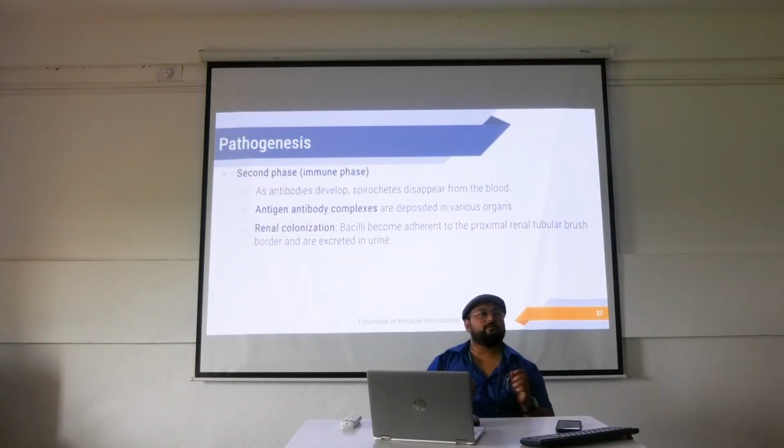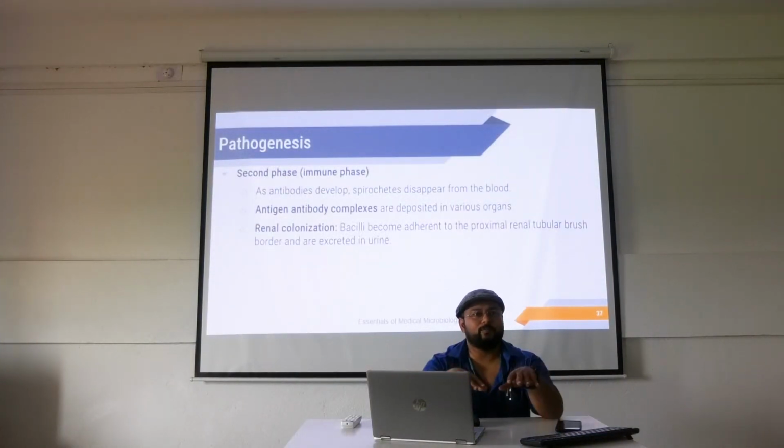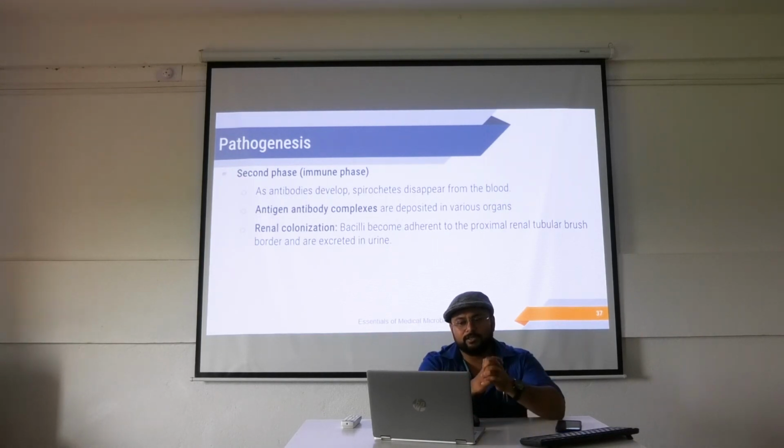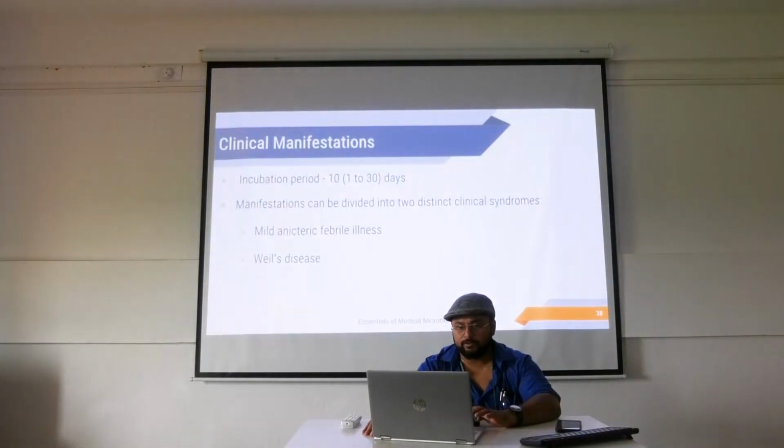Immune phase. So first it goes and collects in the vessels, and there, using hyaluronidase and such, it ruptures the vessels. Then comes the immune phase. Antibodies develop, spirochetes disappear from the blood. Antigen-antibody complexes are deposited in various organs. Renal colonization: bacilli, as I said, become adherent to the proximal renal tubule brush border and are excreted in the urine.